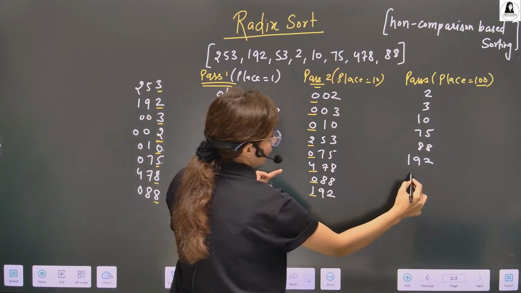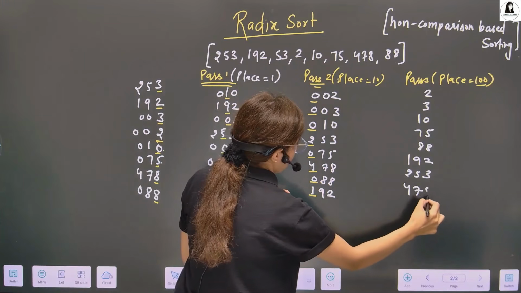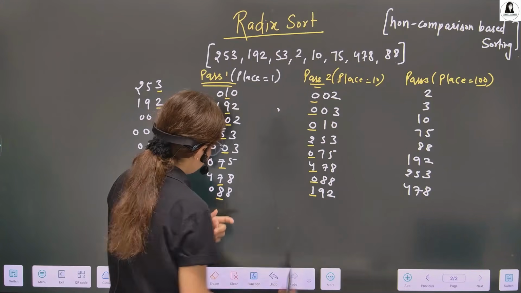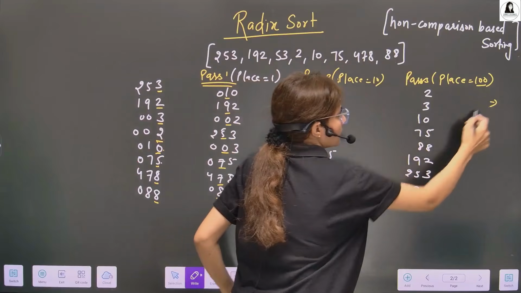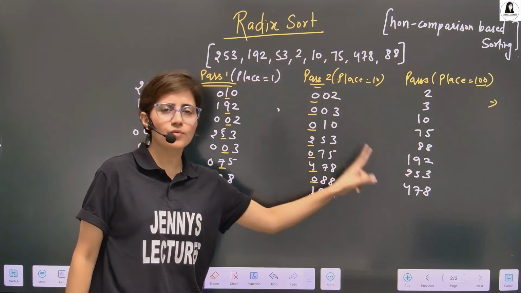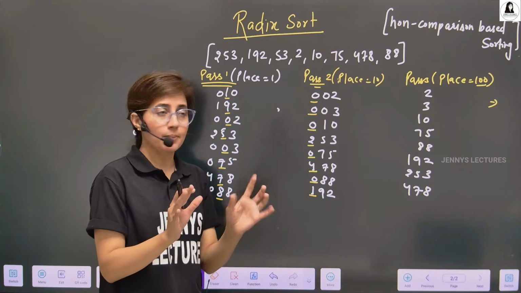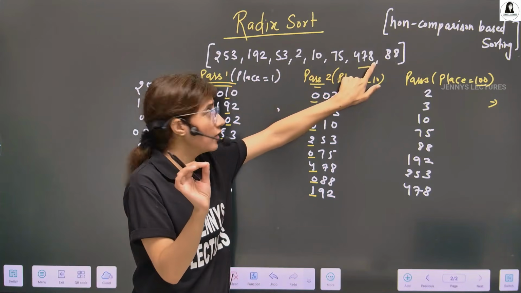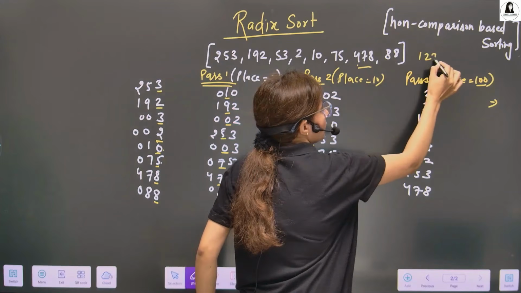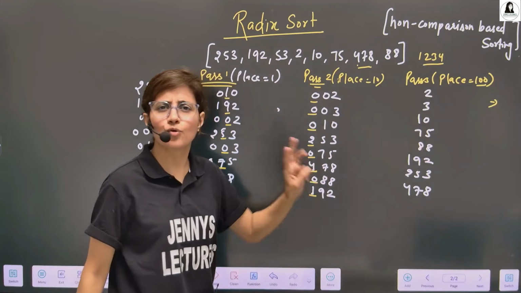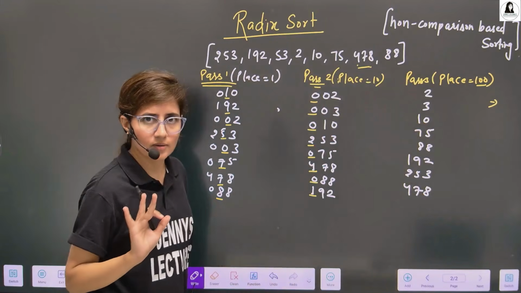Then we have 2, 253. After that we have 4, 478. I guess that's it. We are done. Do we need another pass? No. How many passes in total do we need? The number of digits in the maximum element. The maximum element is 478, and its number of digits is 1, 2, 3. Only 3 passes are needed. If the number had one more digit, 1, 2, 3, 4, then you would need 4 passes. That's how we decide how many times the passes loop will run.